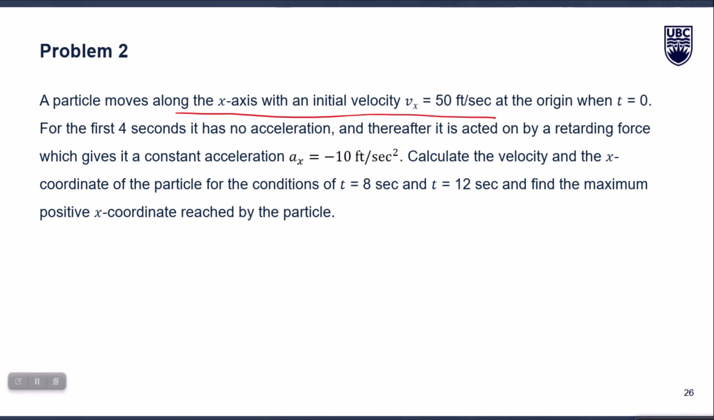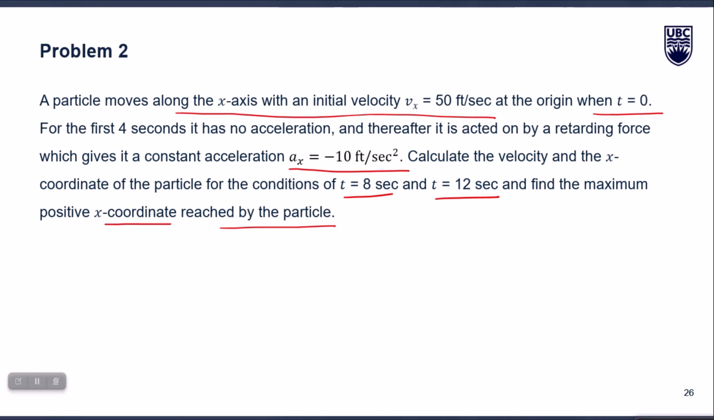50 feet per second at an origin when t was 0. For the first 4 seconds it has no acceleration, and thereafter it is acted on by a retarding force which gives it a constant acceleration. A is minus 10 feet per second square. Calculate the velocity and x coordinate of the particle for the conditions when time was 8 seconds and when time was 12 seconds, and also finally determine the maximum positive x coordinate reached by the particle.